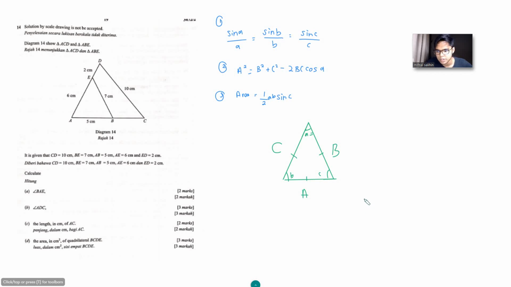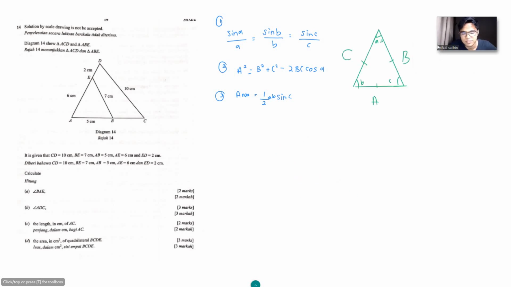So now let's look at the question so that we can truly understand how to use these formulas, so that you can answer this question and do other more questions. So now let's begin with the first question. We need to find BAE, the angle of BAE. The first thing that we have to do is look at the triangle itself. Here AE is 6 cm, AB is 5 cm, and EB is 7 cm. So we know all the lengths over here, but we do not know any of the angles.